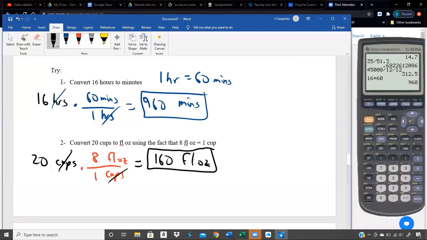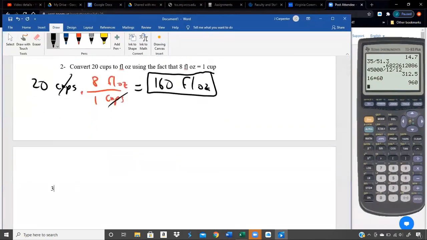All right, let's do 2 more. Convert, what did I want to do for this one? It was 11, it wasn't miles. It was 11 inches to centimeters, using the fact that 1 inch is equal to 2.54 centimeters.